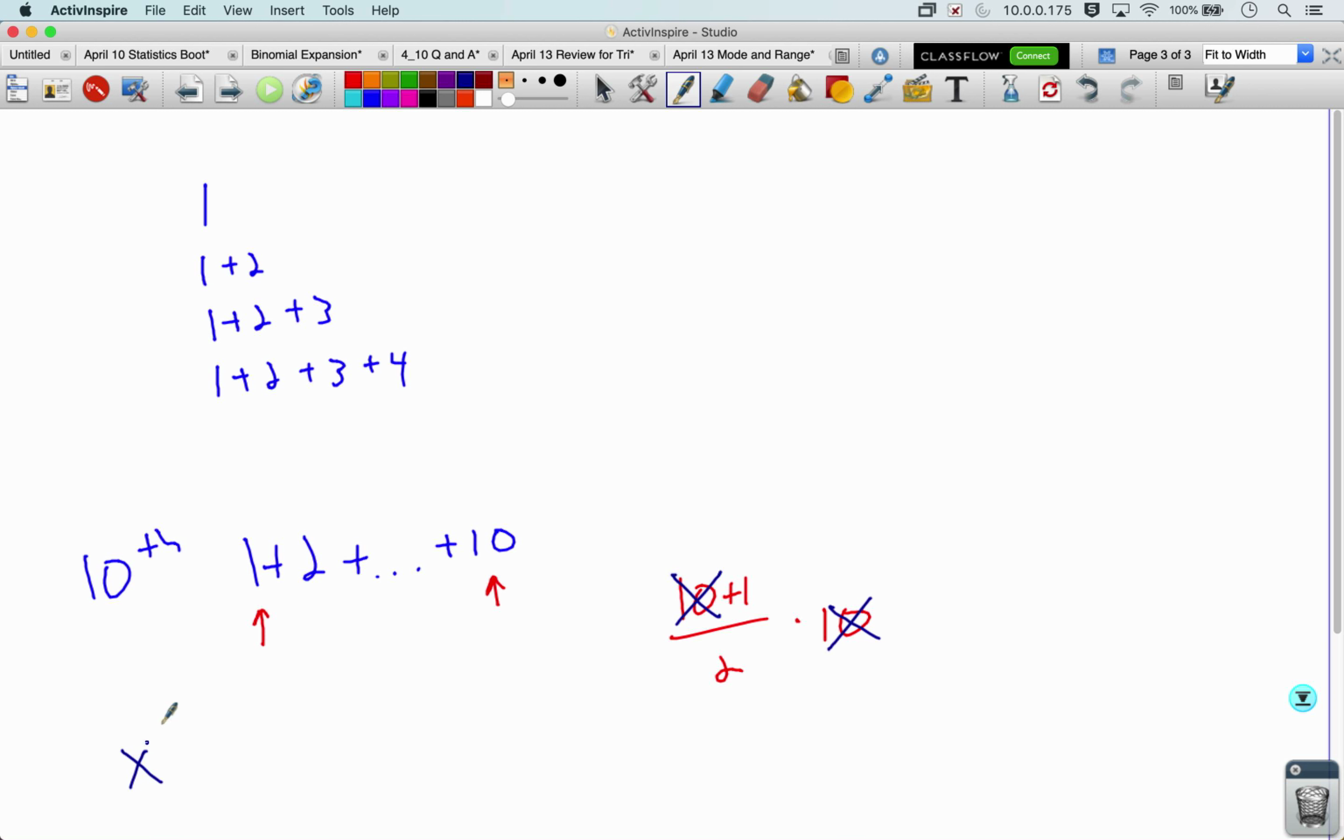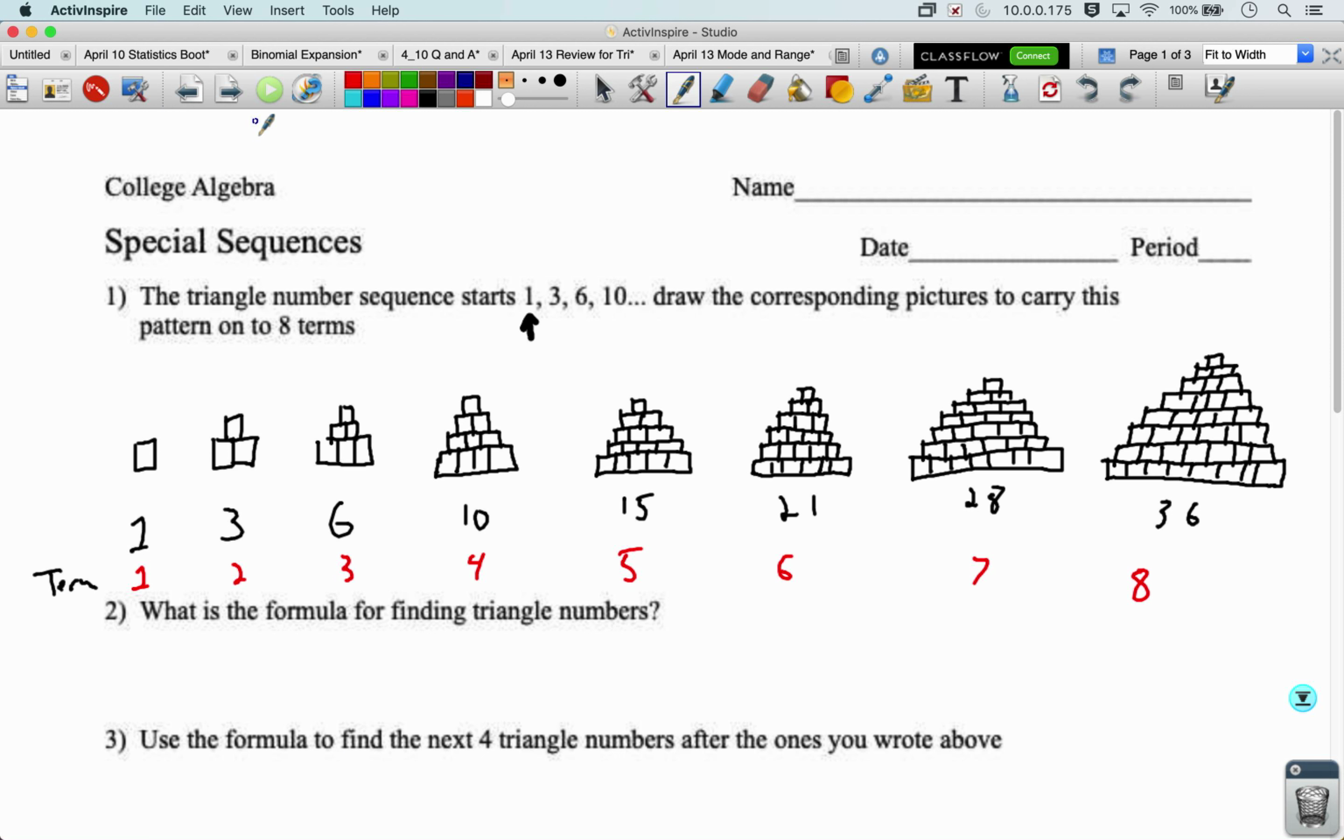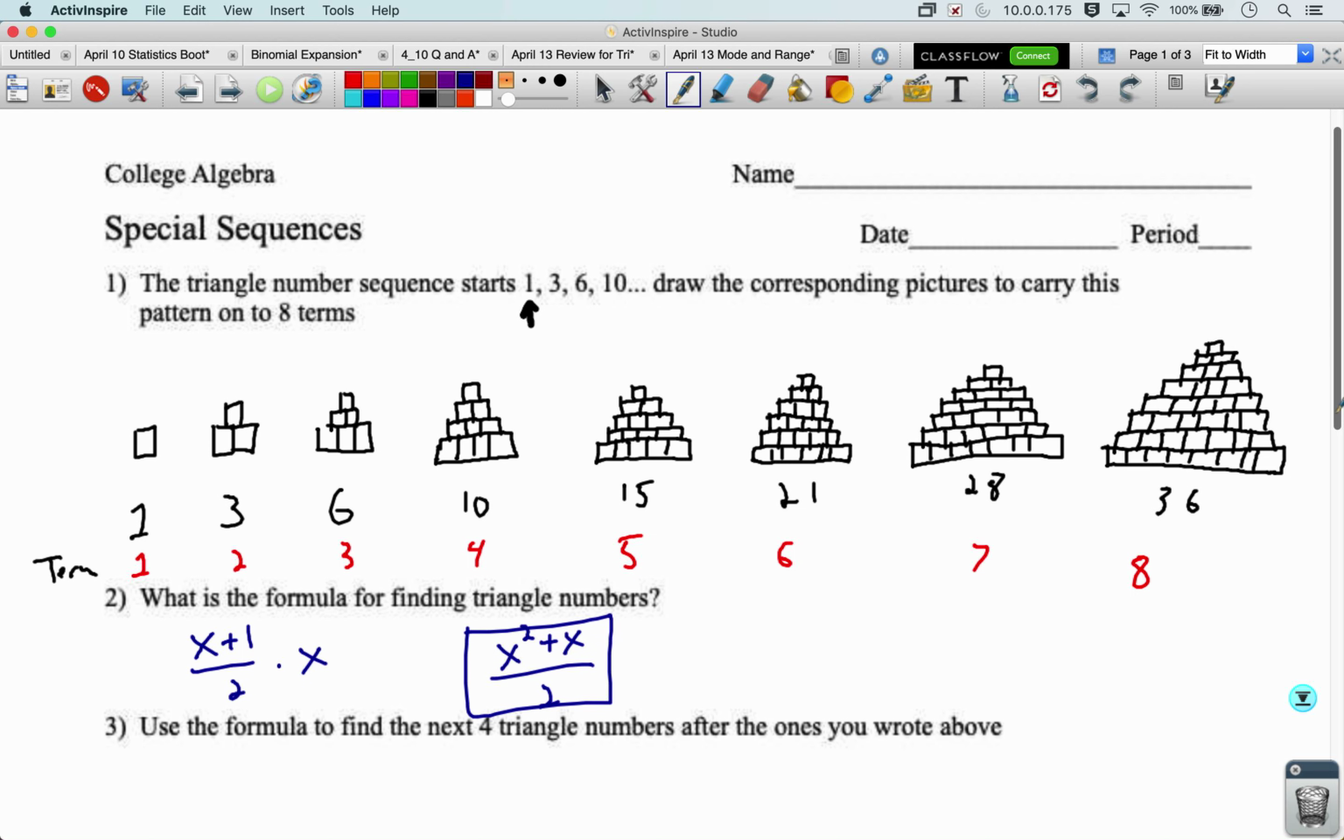So for the xth row of this pyramid, or for the xth triangle number, you can just do (x plus 1) divided by 2, times x. So there's your formula: (x plus 1) divided by 2, times x. And then this can be simplified if you really want to. It could be (x squared plus x) all over 2. Either way, those are both good formulas for your triangle numbers.